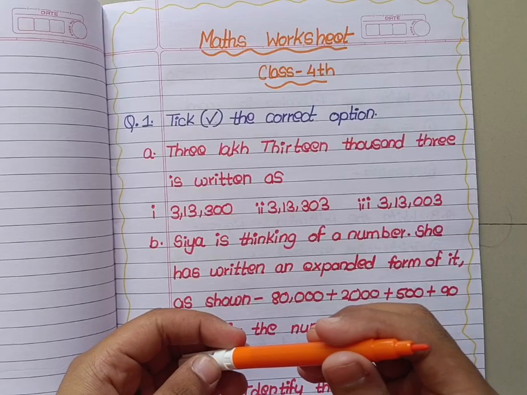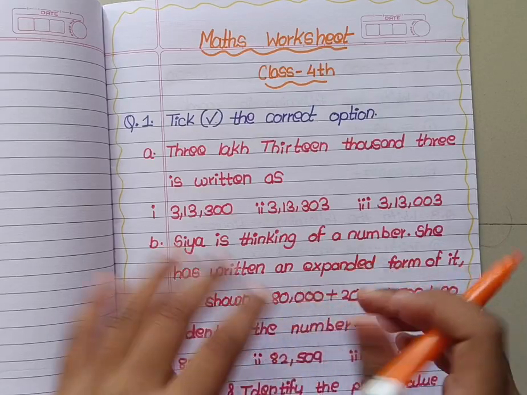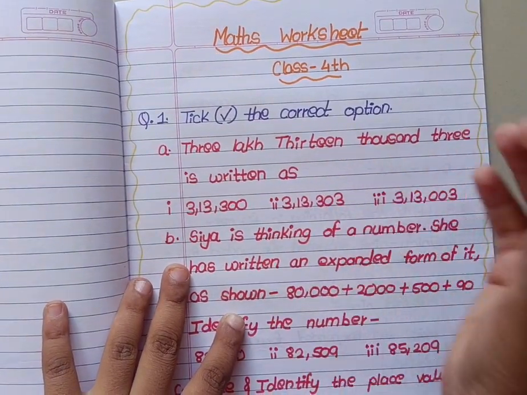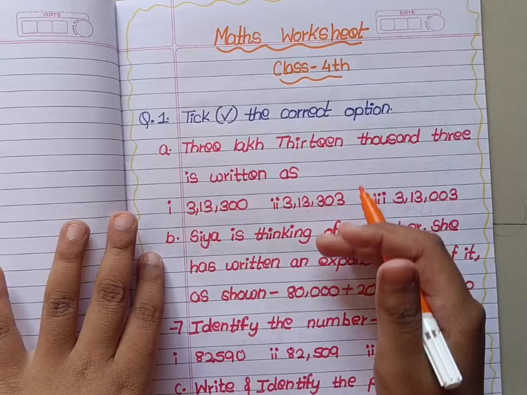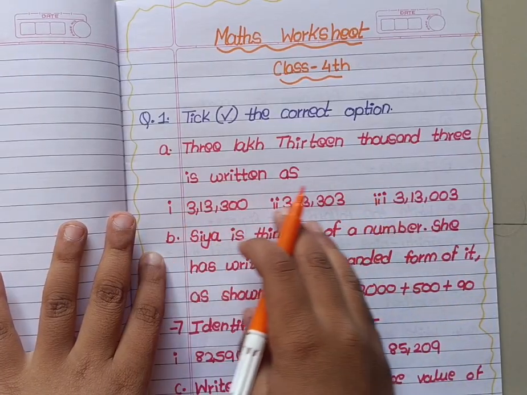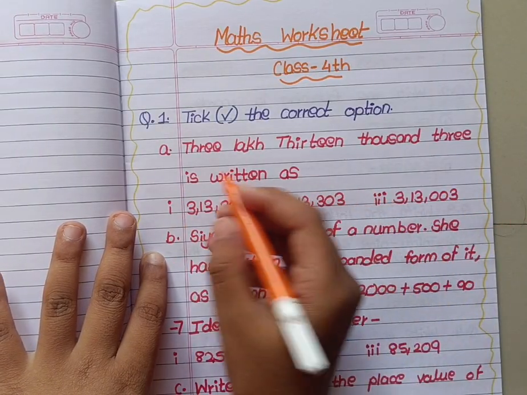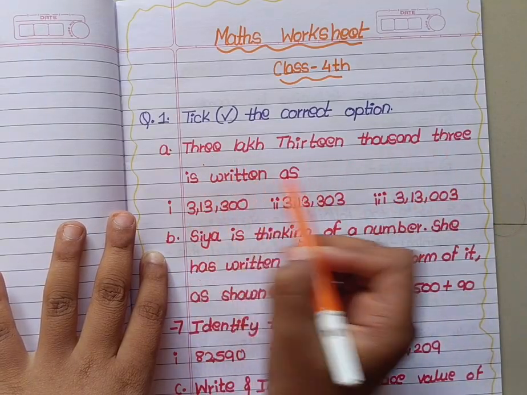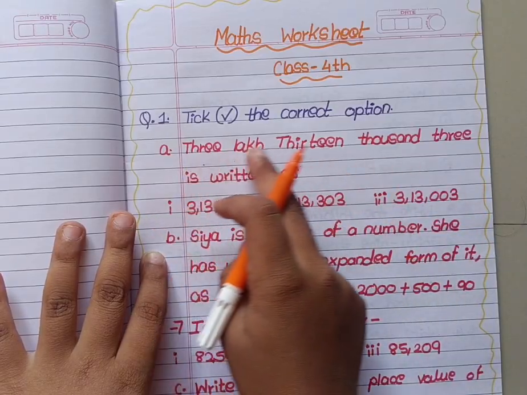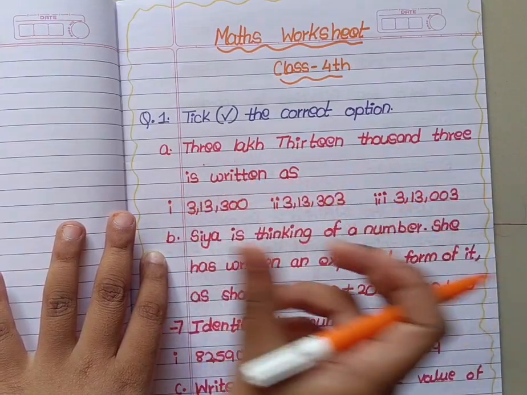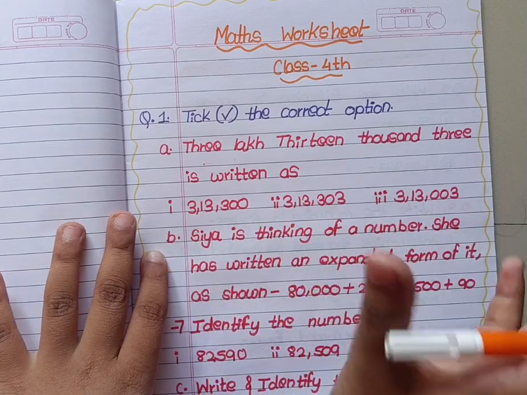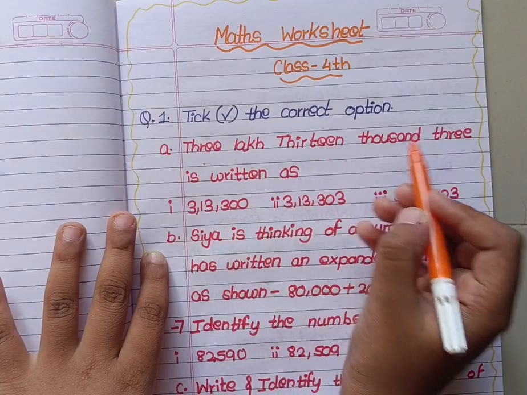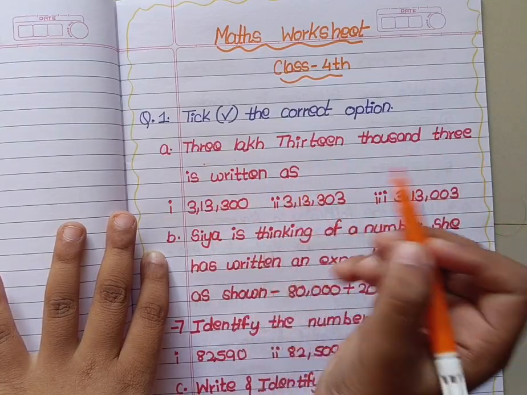Now let's start. Let's see what's in the first question. The first question is: choose the correct option. Here we have some questions, and for each question we have some options. First question: 3,13,003 is written as dash. Here they have given the number in words and we have to write it in figures.